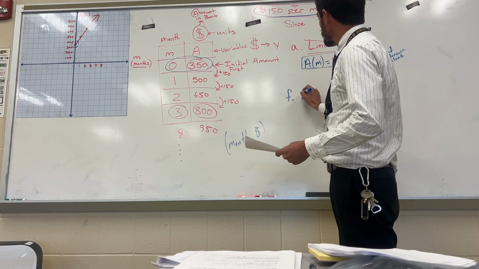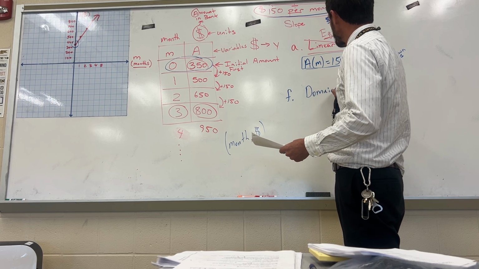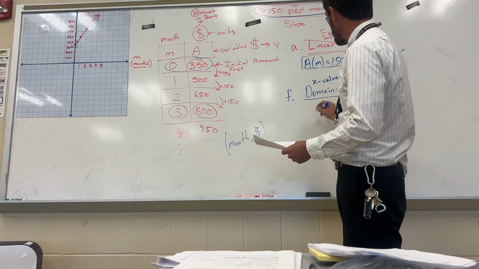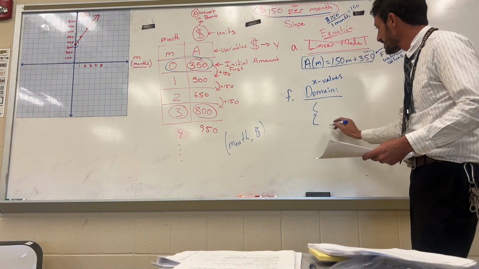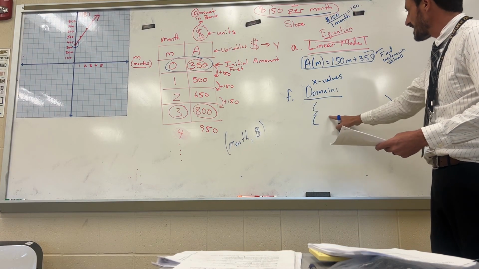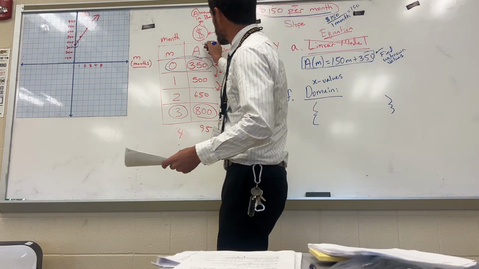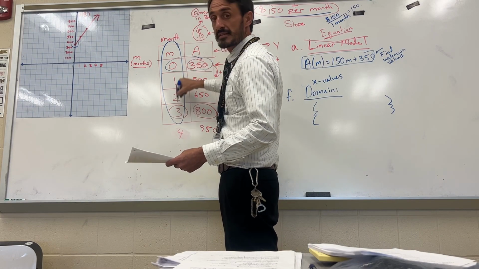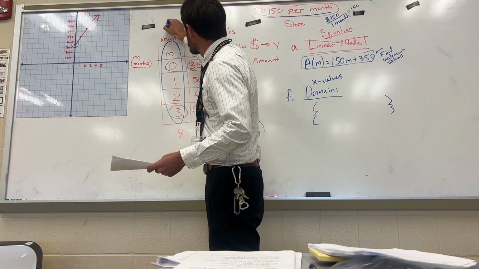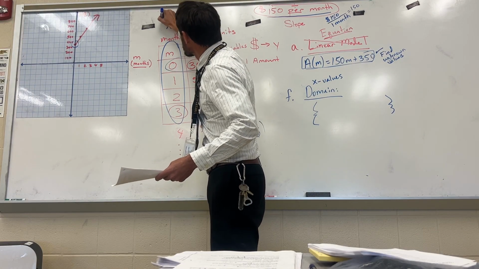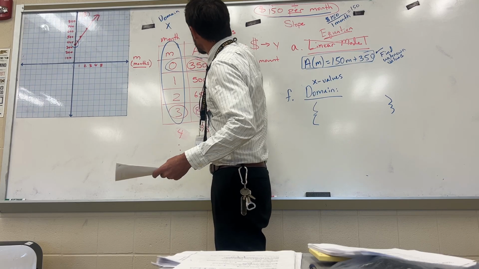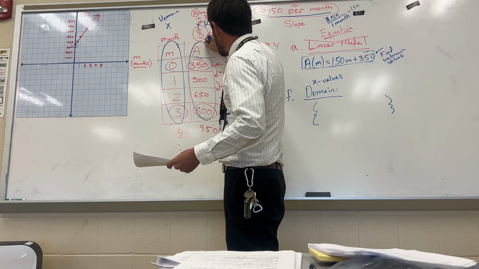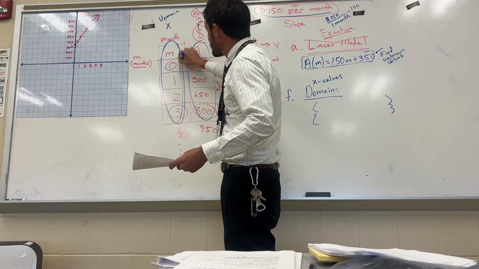Part F asks for the domain, reminding you guys that domain are your X values. So what you need to do is open a brace and close a brace, and we're going to put the X values in here. So let's go to the chart or the table and look. Which ones are the X values? And they are these, okay? The first column is your X, second column is your Y. So the first column is our domain, and the second column is our range. So your Y values are called range. In this case, the amount in the bank is the range, and the months are the domain.